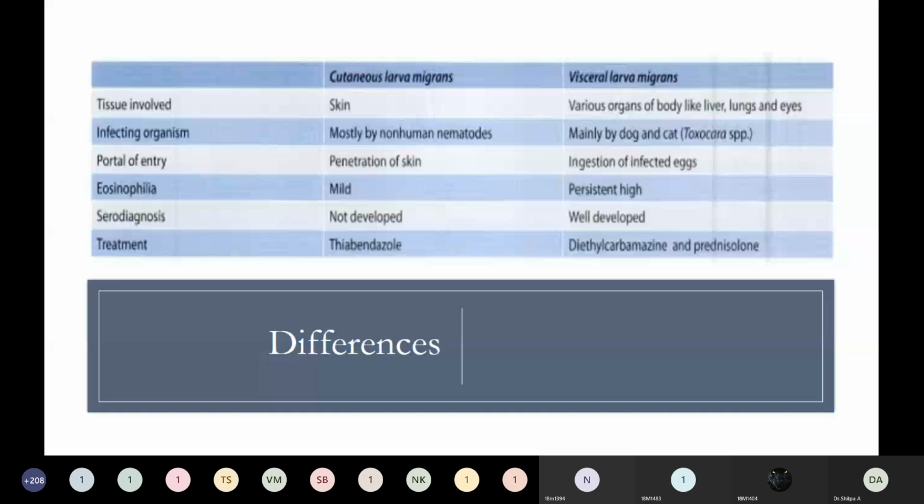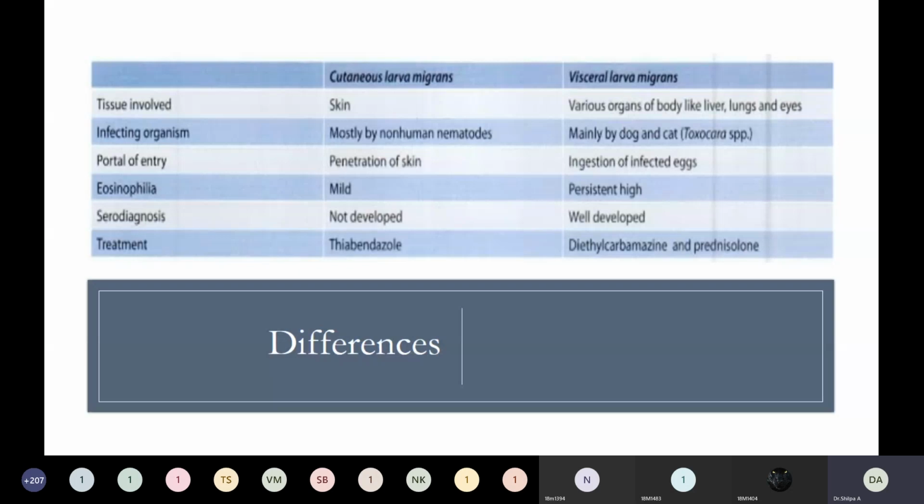Now coming to sum up the differences, this has already been dealt with. So in cutaneous larva migrans, the tissue involved would be skin, whereas in visceral, various visceral organs are infected. Infecting organisms are mostly non-human nematodes. In visceral, it is mainly by dog and cat Toxocara species. Portal of entry in cutaneous is penetration of the skin, whereas in visceral, it is ingestion of infected eggs. Eosinophilia, you might or might not see in cutaneous, whereas it is persistently high in visceral larva migrans.